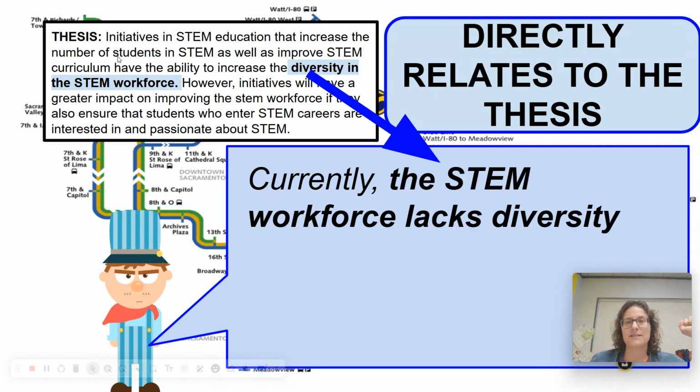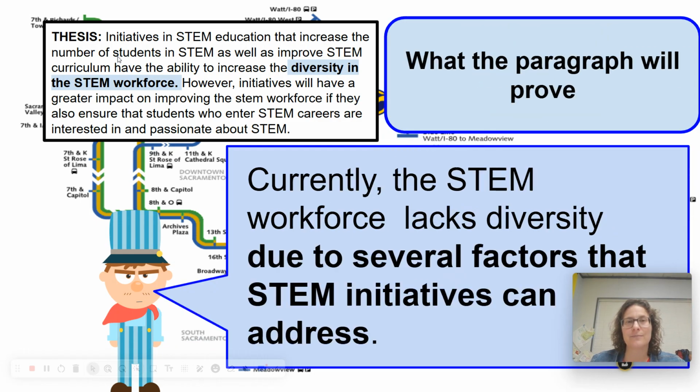So this topic sentence starts out with, currently the STEM workforce lacks diversity. Directly relates to my thesis, and then due to several factors that STEM initiatives can address. I tell my reader why I'm talking about diversity. How does it connect to STEM initiatives? And how does it connect to the value of STEM initiatives? So when you read your topic sentence, you should identify, does my topic sentence directly relate to my thesis? Does my topic sentence tell my reader why I'm talking about this and how it relates to the conquer question?